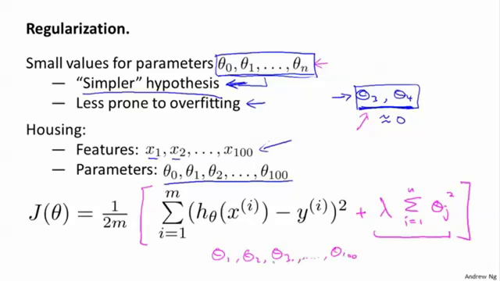By the way, by convention, the summation here starts from 1. So I'm not actually going to penalize theta 0 being large. That's a convention that the sum is from i equals 1 through n rather than i equals 0 through n. But in practice, it makes very little difference. Whether you include theta 0 or not, it'll make very little difference to the results. But by convention, usually we regularize only theta 1 through theta 100.